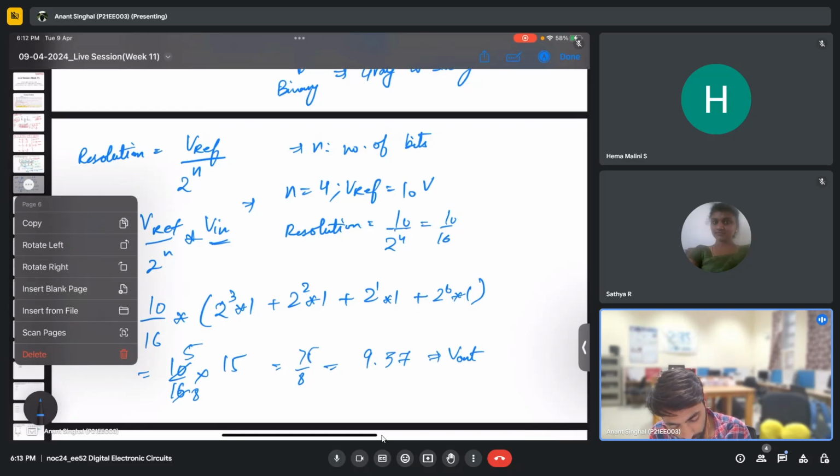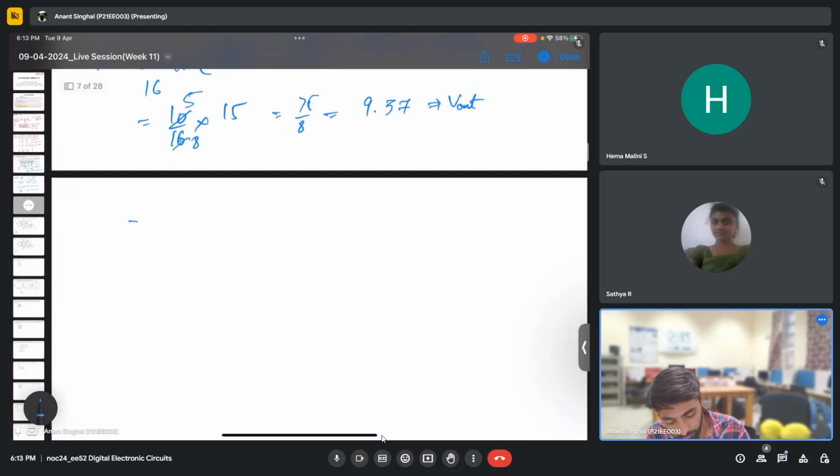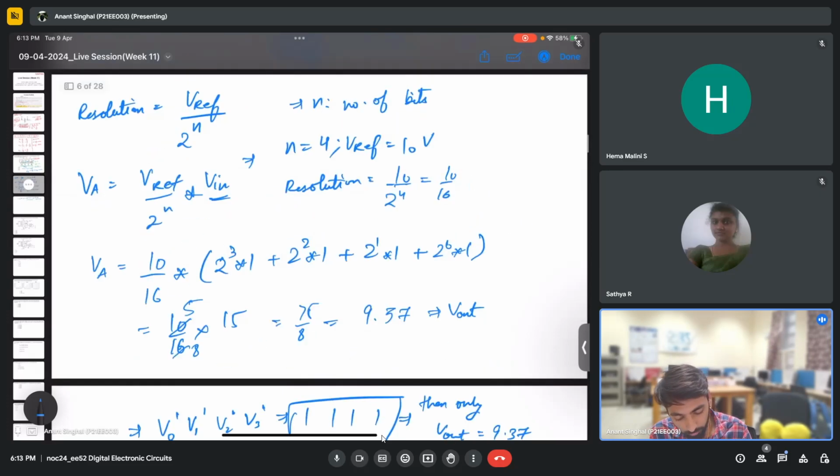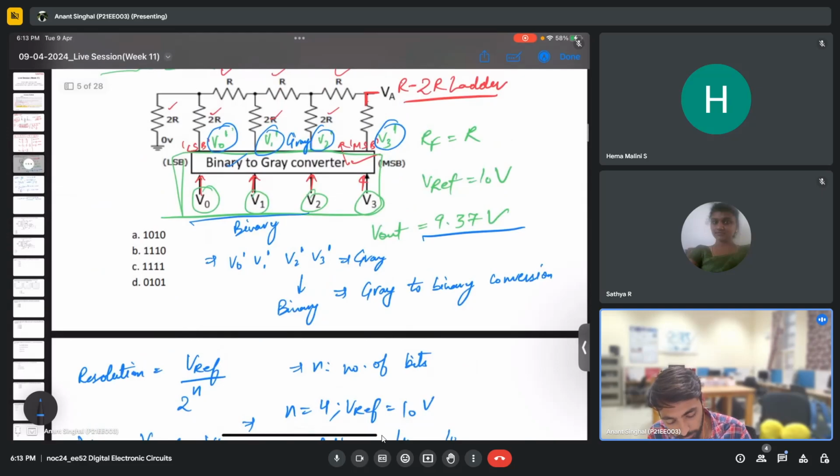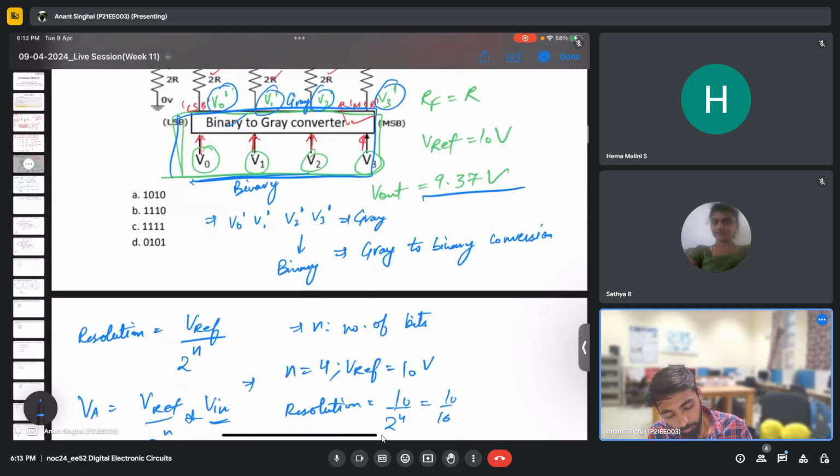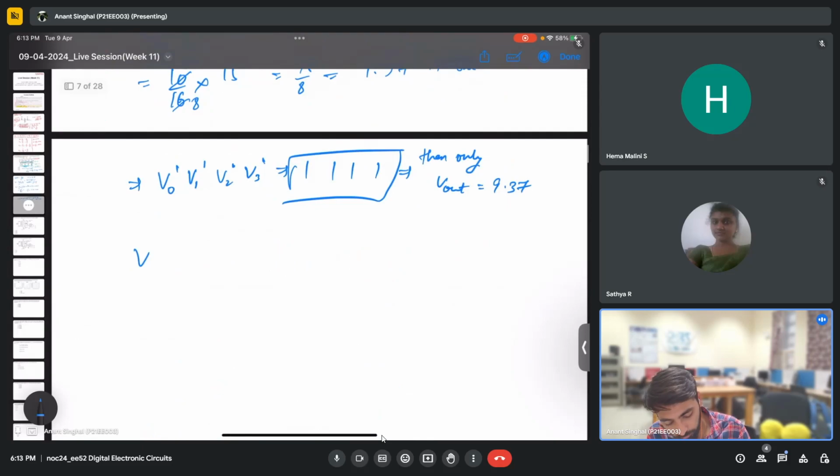From this, we can easily say that V0 dash, V1 dash, V2 dash, and V3 dash are all 1 1 1 1, because only then are we getting V out as 9.37. But this is not the final answer, because there is a twist in this question: we have a binary to gray converter. So to find V0, V1, V2, V3, which will be the final answer, we need to convert from gray to binary.